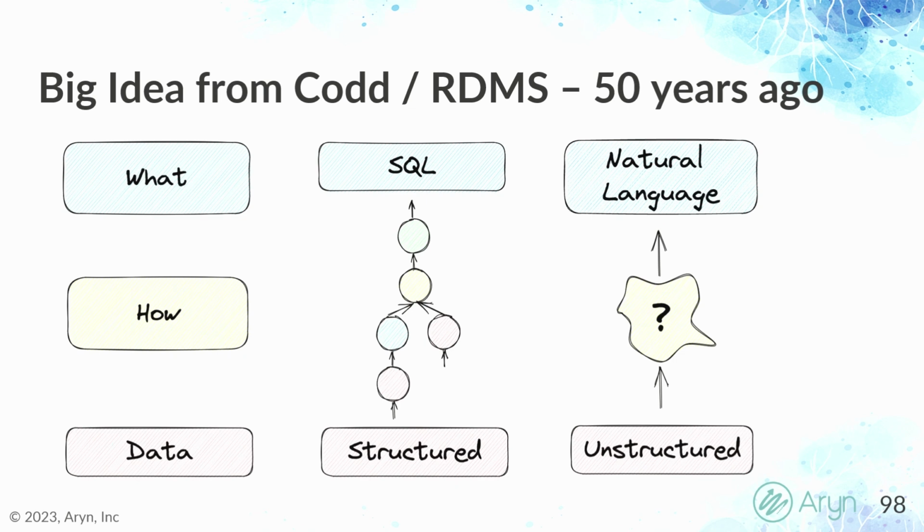And so we at Aryn, we're going to go back about 50 years to when relational databases were born. You see, Ted Codd was the father of relational databases, and he had a very simple but powerful idea. Okay? His idea was, let users specify in a concise, high-level language what they want from the data, and the system should automatically figure out how to compute that answer. And that language at the time was SQL.